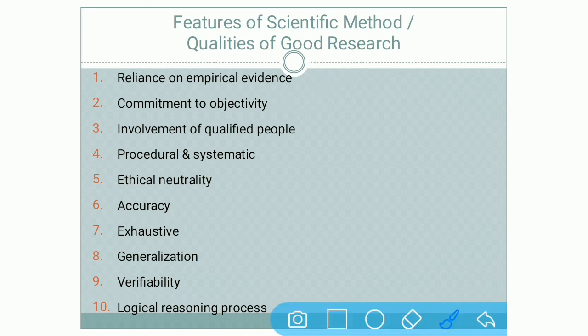Then number 3, involvement of qualified people. Here qualified people are involved in the research work. How are qualified people involved? Whenever as a researcher you are preparing questions, directly simple questions cannot be put to the people. In the same way, directly higher level questions cannot be put to the people on whom you want to do the survey. You have to go with an average question, which is not too easy and not too tough.